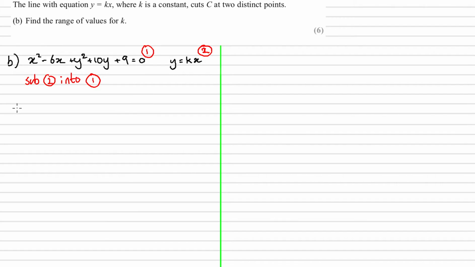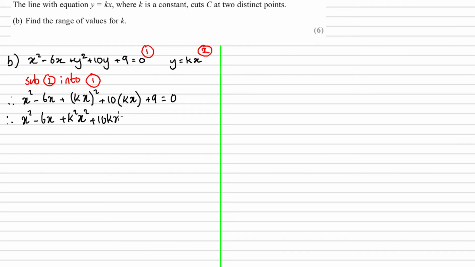Okay, so what I'm going to do now is I can therefore say x squared minus 6x plus y squared, and I know that y is kx, plus 10y, and again y is kx, plus 9 equals 0. Now I'm just going to expand out those brackets, so I can say x squared minus 6x plus k squared x squared plus 10kx plus 9 equals 0.